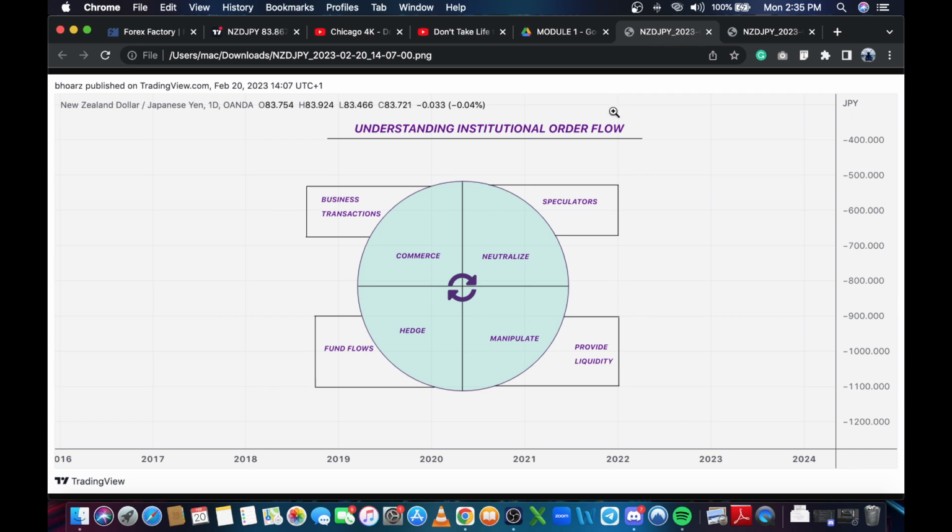Now we have institutional order flow, and you can see in this flow chart we have commerce, neutralize, manipulate, and hedge. The way this works is commerce is what spurs a transaction in the market. This is what facilitates price delivery. You've heard me talk about a liquidity base, and I say whenever you see the market in a consolidation, that is what we call stable flows of liquidity, or a liquidity base. So now we're going to build upon this topic.